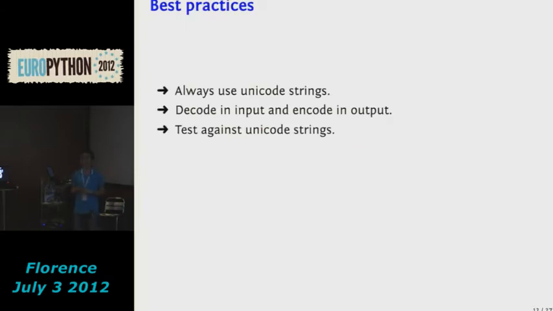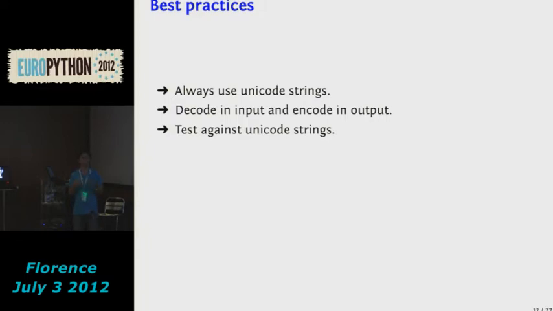So, best practices here. The first tip is to always use Unicode strings in your application. It makes things a lot easier. It will make your application ready to be used by many audiences. People from all over the world can use whatever alphabet they want in that application. And you will also be able to represent characters from multiple alphabets at the same time.